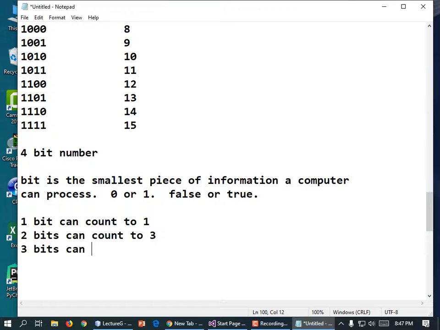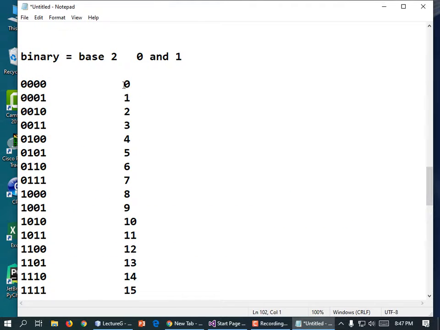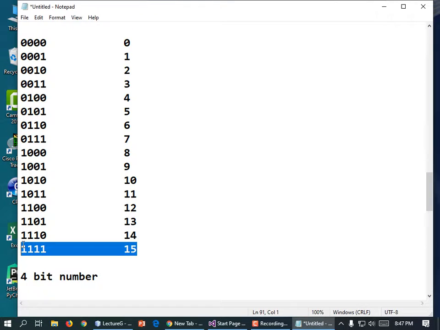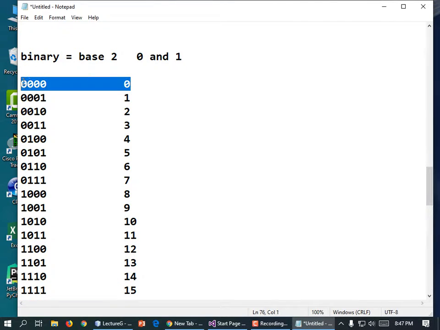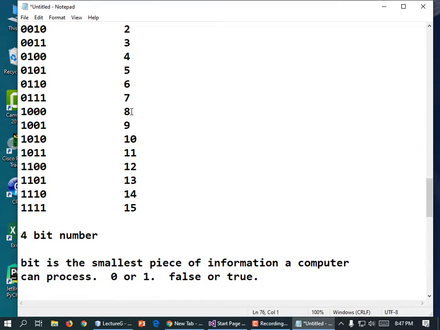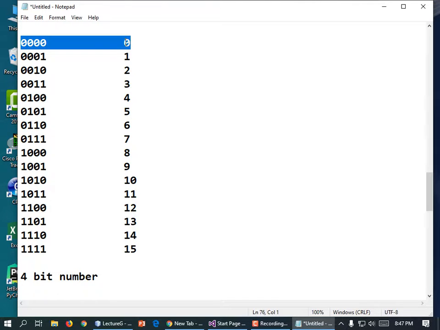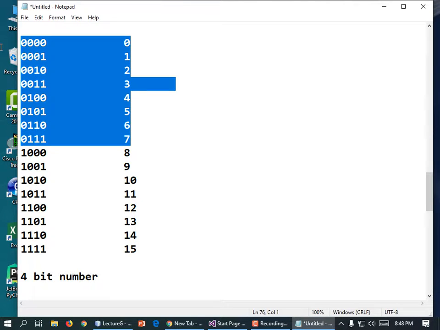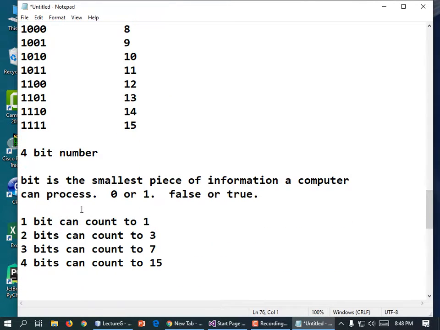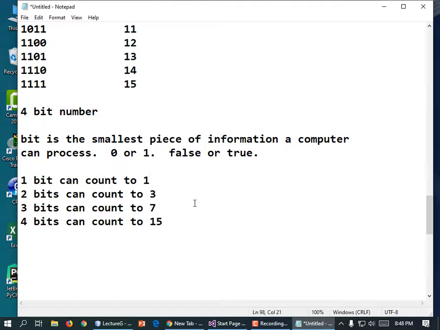3 bits can count to 7. 4 bits can count to 15. Now that's not counting 0, right? When we say we can count up to 15, if you include 0 in your range, that's 16 possible values, right? Or if you're counting from 0 to 7, that's 8 possible values. That kind of gives you the clue as to how these could be calculated.